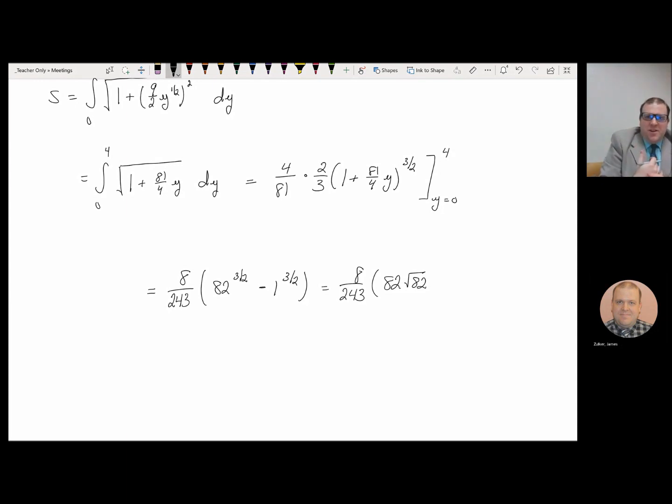If you go approximately, it's about 742.5, but that's not what we want. We want exact answers. So it'd be 82 square root of 82, and I don't think root 82 can be simplified, can it? 82 is what? 2 and 41, and 41 is prime. So it's just 82 root 82. Oh, this one's tough. What's 1 to the 3/2? 1. Whew. There's your arc length.